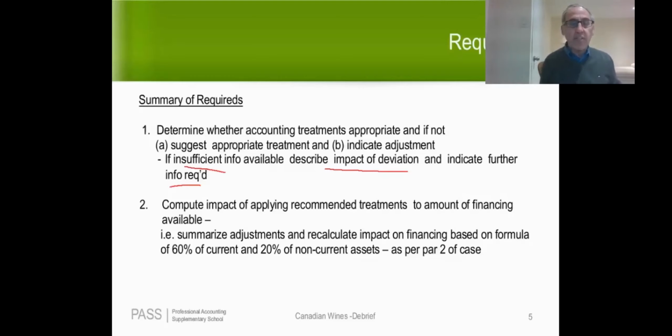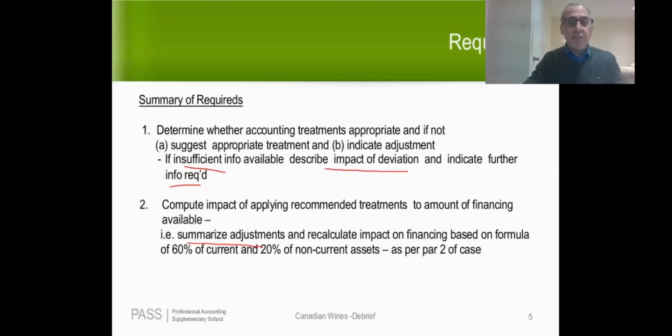This is a fairly typical situation. Now, in order to compute the impact of applying the recommended treatments to the amount of financing available, what you're going to need to do is summarize the adjustments and aggregate them, and then recalculate the impact on financing based on a formula that was given to you in paragraph 2 of the case.